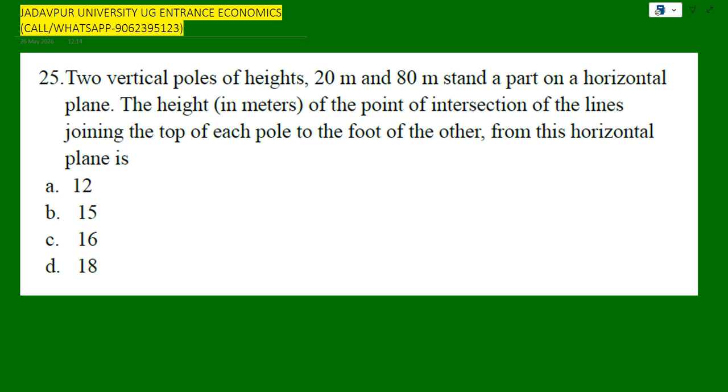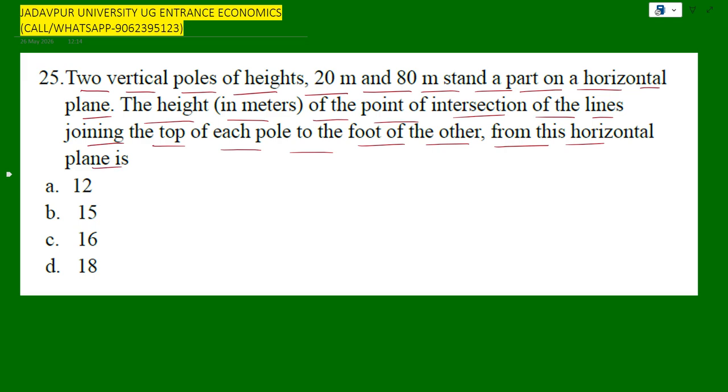So this question is basically from the previous year paper. Okay, so first we will read the question. Two vertical poles of heights 20 meters and 80 meters stand apart on a horizontal plane. The height in meters of the point of intersection of the lines joining the top of each pole to the foot of the other from this horizontal plane is what? A says 12, B says 15, C says 16 and D says 18. All right.